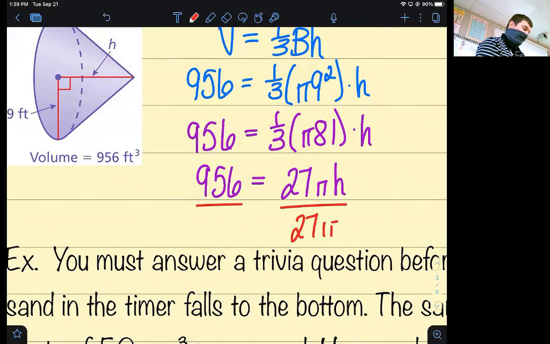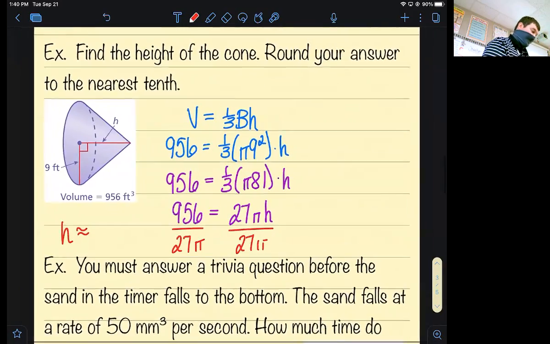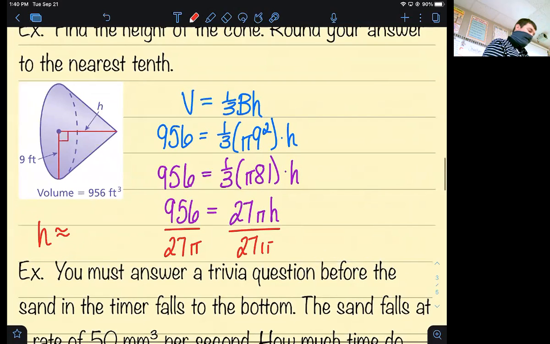And pi. Yep, that's not a good pi symbol. 27 and pi. And so I can do that in one step, just using my calculator twice. 956 divided by 27 equals, divided by 3.14 equals. And that's going to give us an approximate answer. So there's my squigglies. And it says nearest 10th. So I'm getting 11. I don't know about you. I'm getting 11.2762 something, something, something, something.